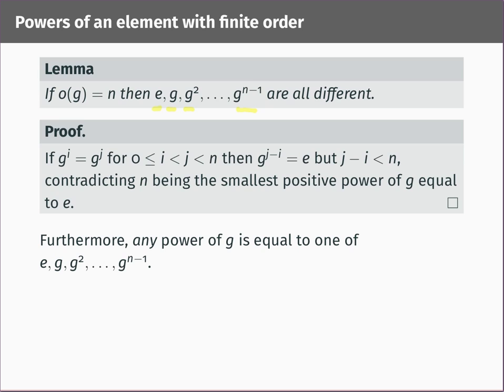So before we do the proof, let's remind ourselves of the meaning of saying the order of g is n. What that means is n is the smallest positive power of g equal to e. So n is the smallest positive number such that g to the power n is equal to the identity. So I claim that all of those powers of g must be distinct.